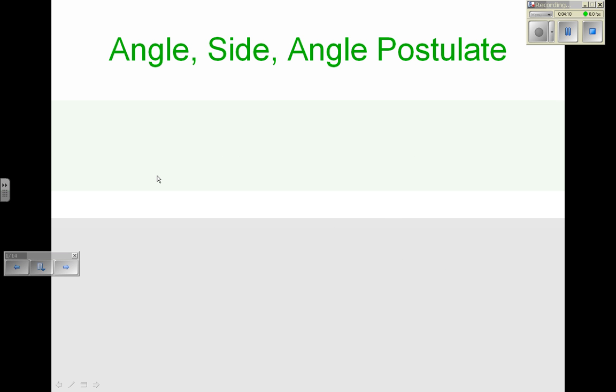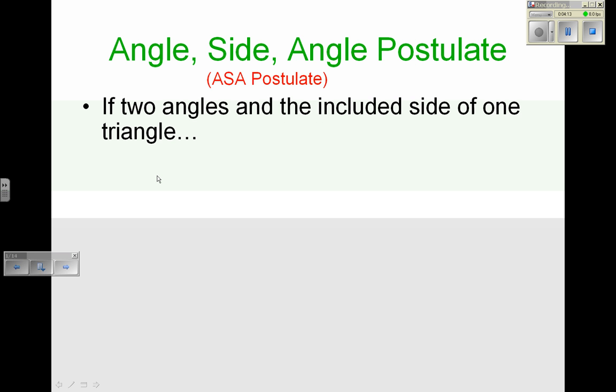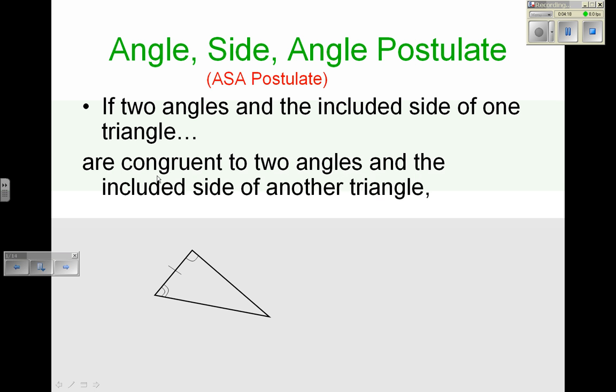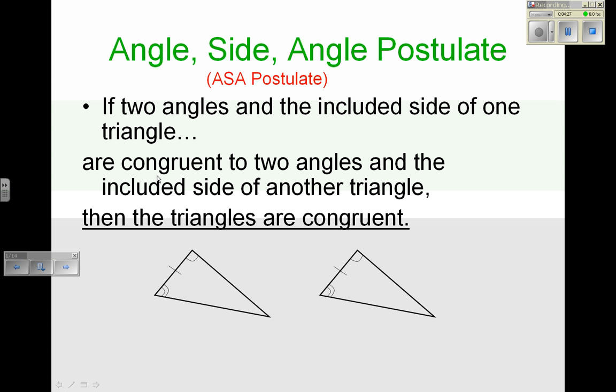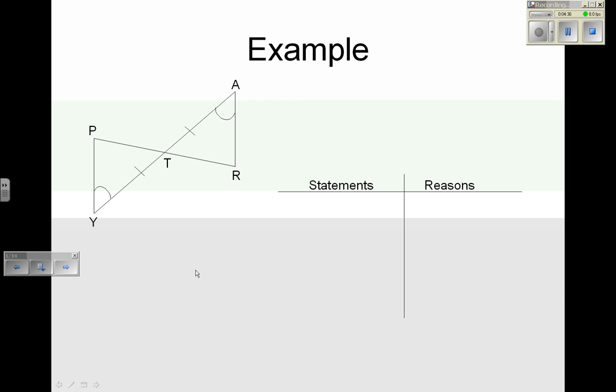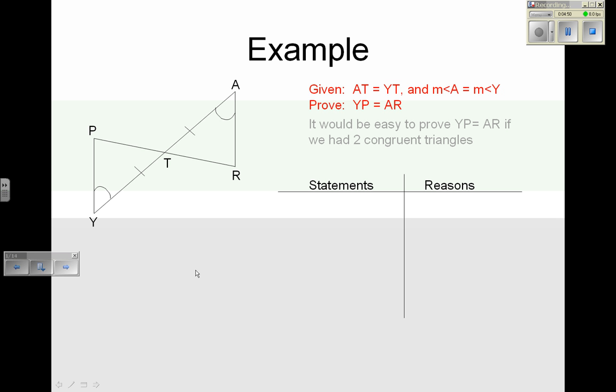Next, the angle-side-angle postulate says, if two angles and the included side of one triangle, like this one here, are congruent to two angles and the included side of another, then the triangles must be congruent. So again, this is two sets of congruent angles and the included sides being congruent, the sides in between those angles. Example. Given AT is equal to YT and angle A equals angle Y. YP is congruent to AR, or YP is equal to AR. Well, that would be easy to prove if I had congruent triangles.